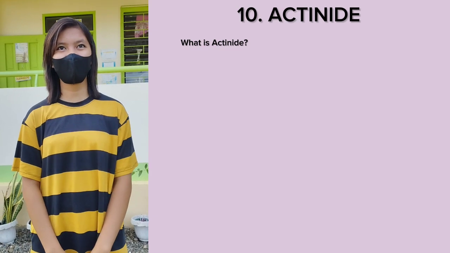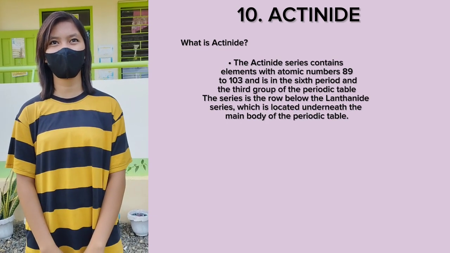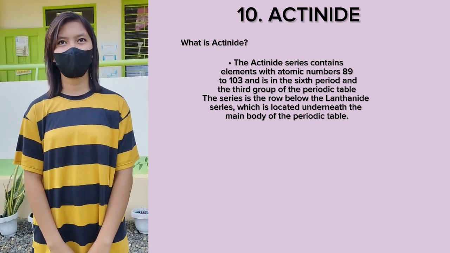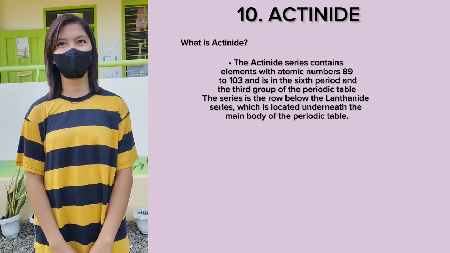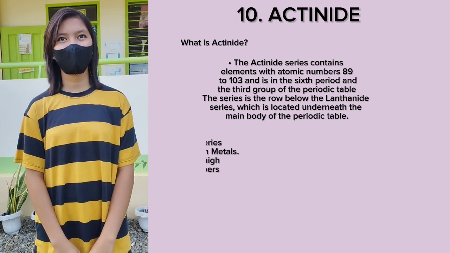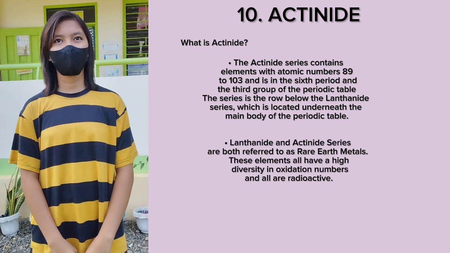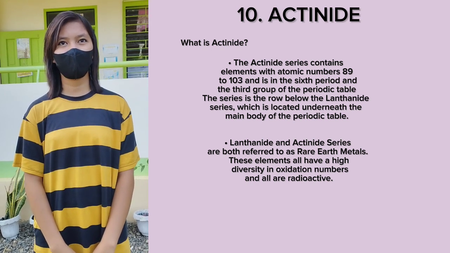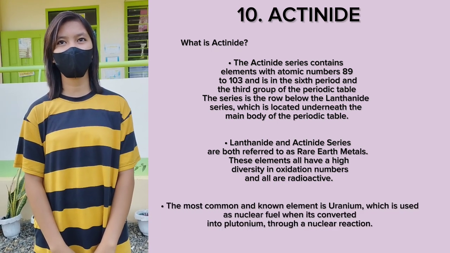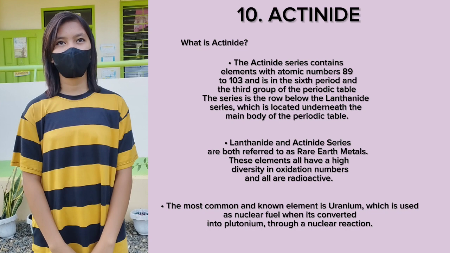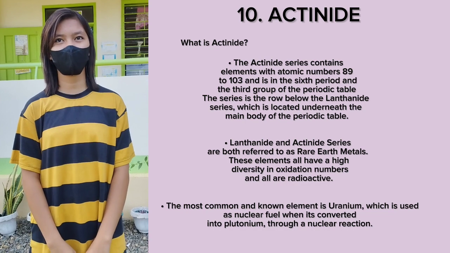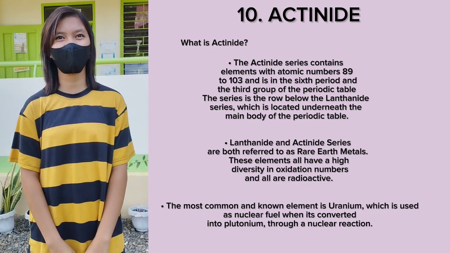Actinides. What are actinides? The actinide series contains elements with atomic numbers 89 to 103 and is in the 7th period, 3rd group of the periodic table. The series is the row below the lanthanide series, which is located underneath the main body of the periodic table. Lanthanide and actinide series are both sometimes referred to as rare earth metals. These elements all have a high diversity of oxidation numbers and all are radioactive. The most common and well-known element is uranium, which is used as nuclear fuel when it is converted into plutonium through nuclear reaction.